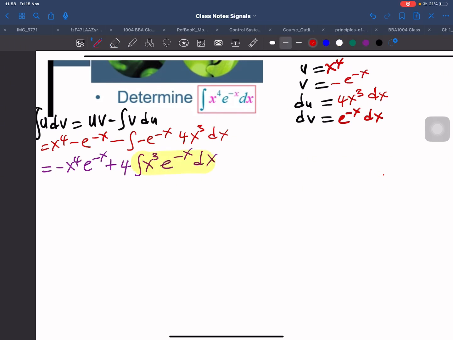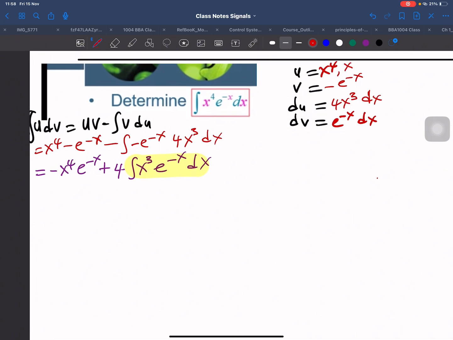So this is going to be x cube, and then du is going to be 3x squared, and dv is going to be the same thing.